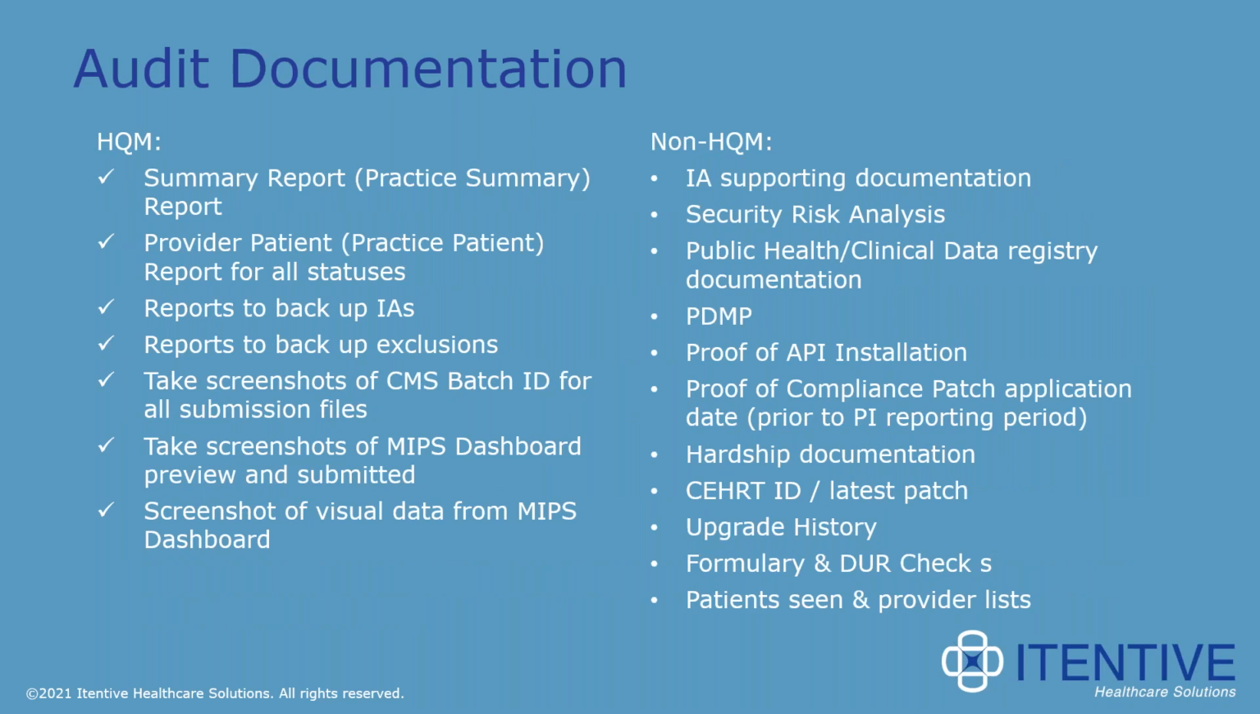So to that note, here is a quick audit checklist for you to have on hand, specific to the HQM and some non-HQM items that you'll want to keep in mind. Again, this is not an exhaustive list, and there are more things that you could add to a binder, but these are some of the most common that would apply to everyone. So on the HQM side: summary report or practice summary report, provider patient report, reports to back up the IAs, reports to back up exclusions, screenshots of CMS batch ID for all submission files, visual data, screenshots from your MIPS dashboard. And then also on the non-HQM side: proof of API installation, cert ID or latest patch, upgrade history, formulary and DUR checks, things like that, just to keep in your checklist.